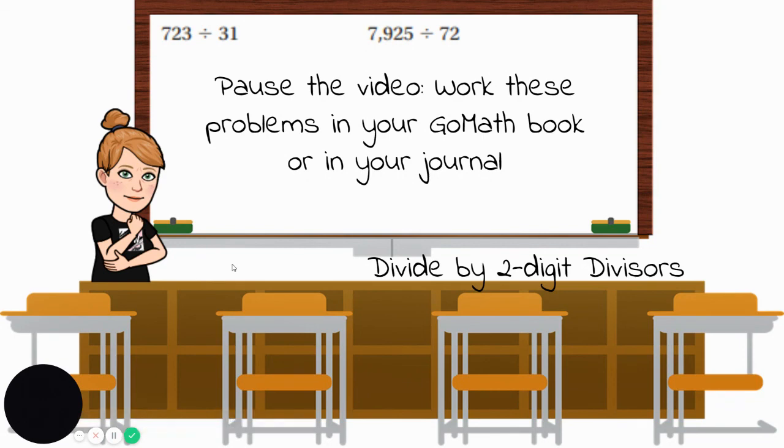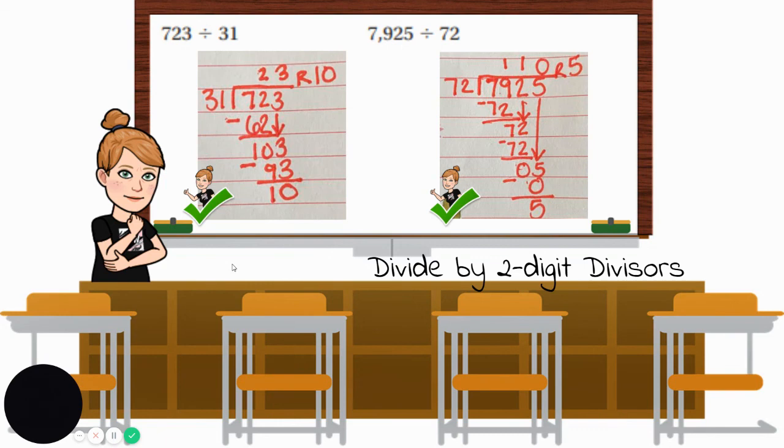Okay, now that you've worked these problems out and you've pressed play again. When you divide 723 by 31, you get 23, remainder 10. And when you divide 7,925 by 72, you get 110, remainder 5. Okay, and now you may go on to your next section.